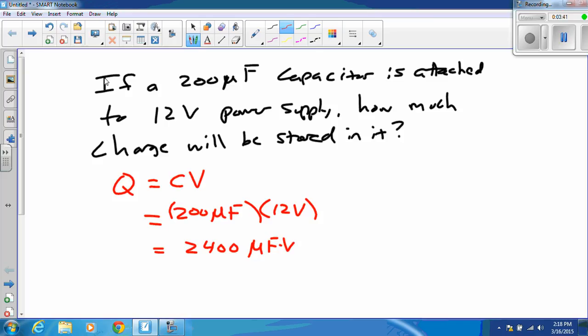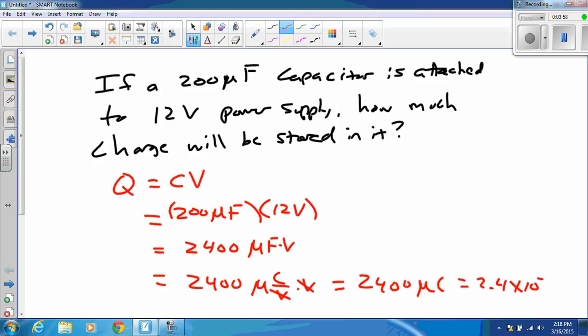What is a farad again? Coulombs per volt. Right. Exactly. So we get 2,400 microcoulombs, or 2.4 times 10 to the minus third coulombs. 2.4 millicoulombs. And that's a kind of a standard amount of charge that you might expect to have on one of your circuit elements here.